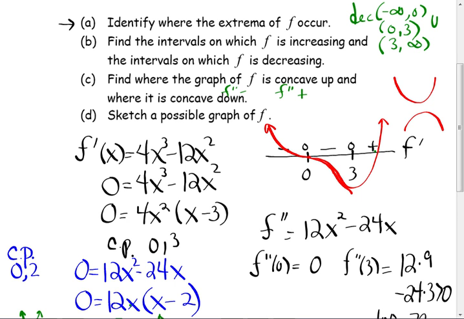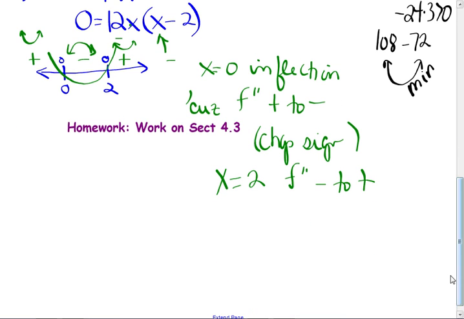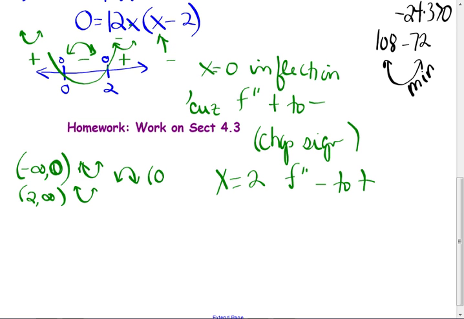So it's concave up. Where is it positive? It's concave up from negative infinity to 0. These are always open circles, no thinking about it. And then from 2 to infinity. Concave down between 0 and 2.